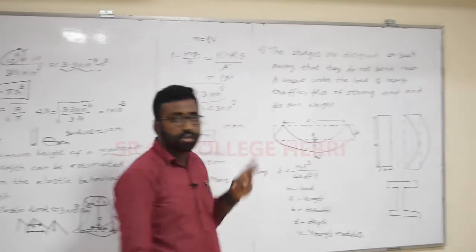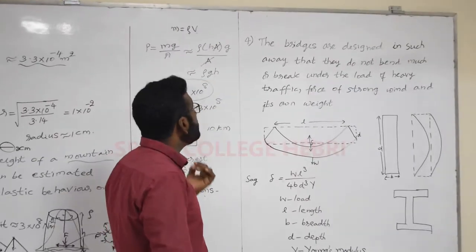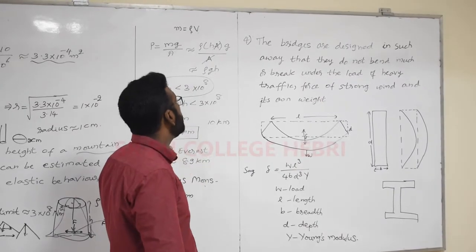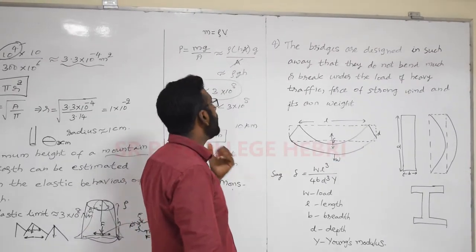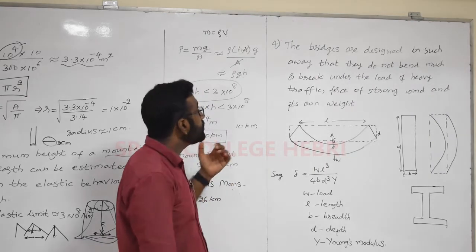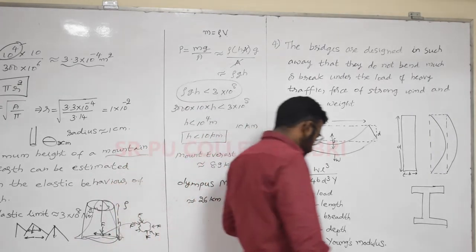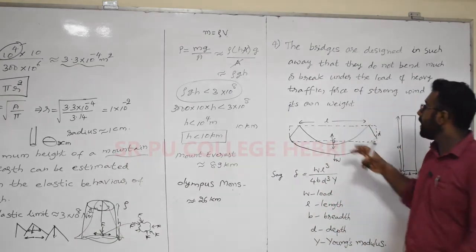You can see here the fourth example. The bridges are designed in such a way that they do not bend much or they do not break under the load of heavy traffic, force of strong wind and its own weight. So see here, a diagram is given and I'll be explaining this.